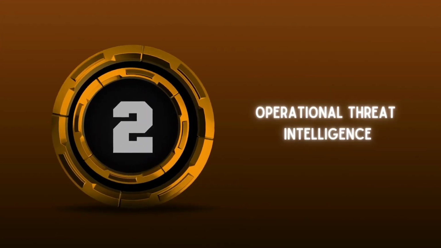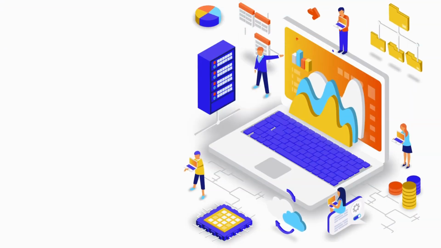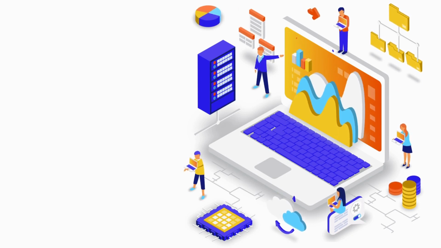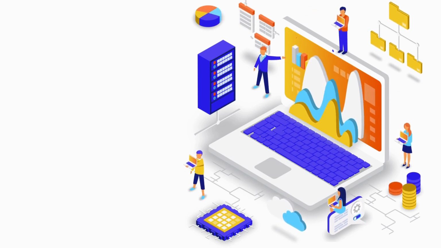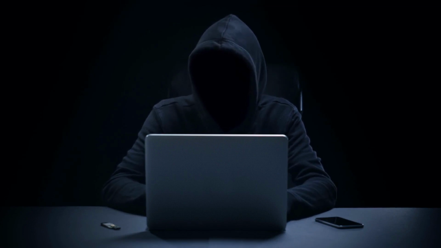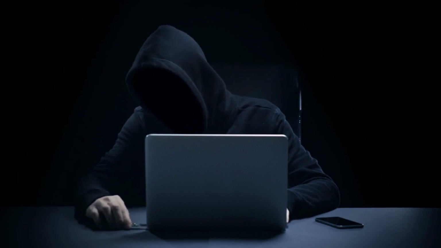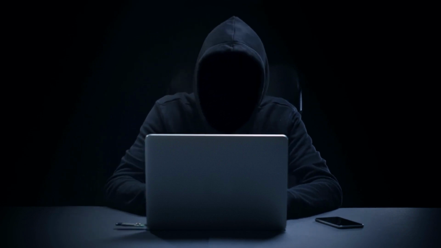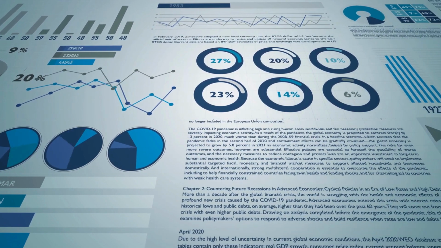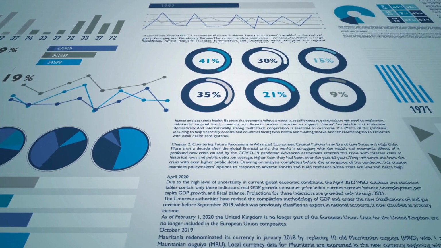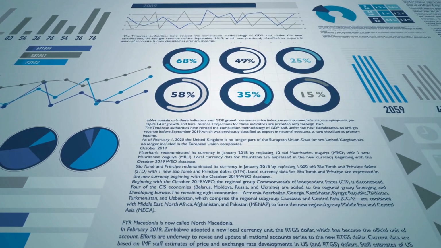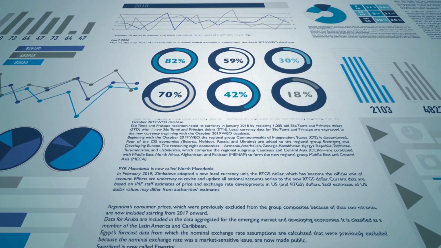2. Operational threat intelligence. Operational threat intelligence refers to the detailed information about specific cyber threats and the methods used by adversaries to carry out their attacks. It helps organizations understand how cybercriminals operate, their tactics, techniques, and procedures, as well as their goals and motivations. The purpose of operational threat intelligence is to provide organizations with the necessary context to effectively detect, respond to, and analyze ongoing or imminent cyber attacks, reducing their overall impact on the organization.